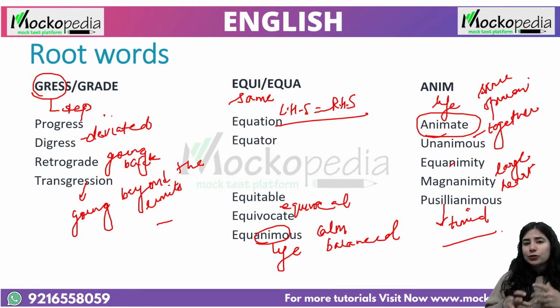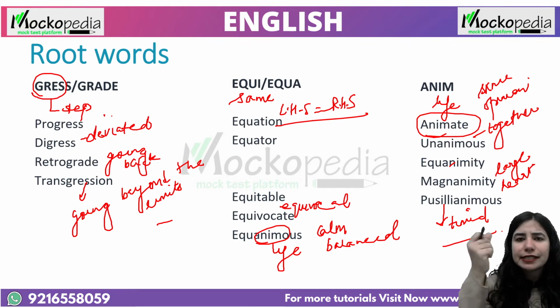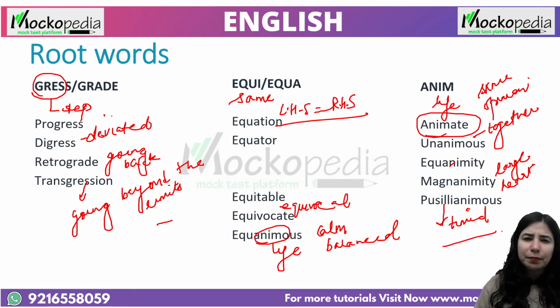Now, what you can do is you can just make some sentences in your mind, learn some examples, associate. Somebody who's magnanimous, like I would associate with Ratan Tata or Mother Teresa. That he's a magnanimous person, large-hearted. Or pusillanimous, anybody who gets scared of cockroaches or is too timid, right? So that's how you can associate it.